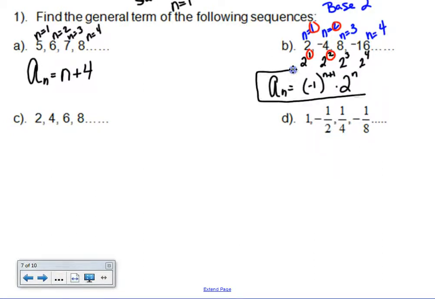That is not the only general term that I would accept. There's other equivalent versions, but you're going to have to justify them if they're different from mine, so just be warned. And then part C, I notice a pattern.